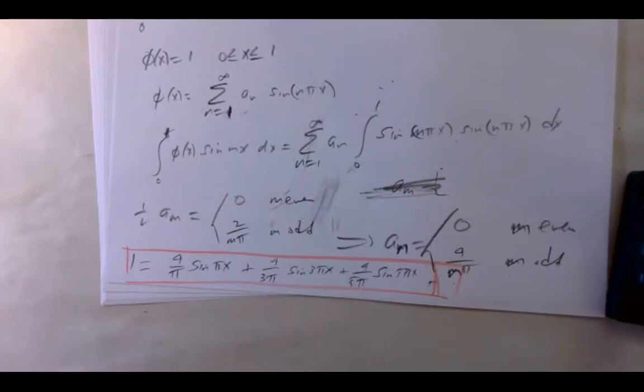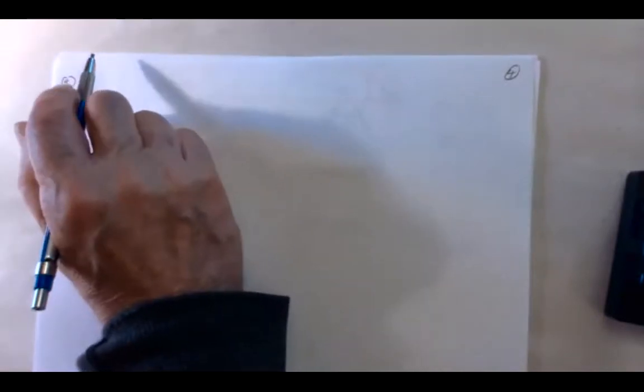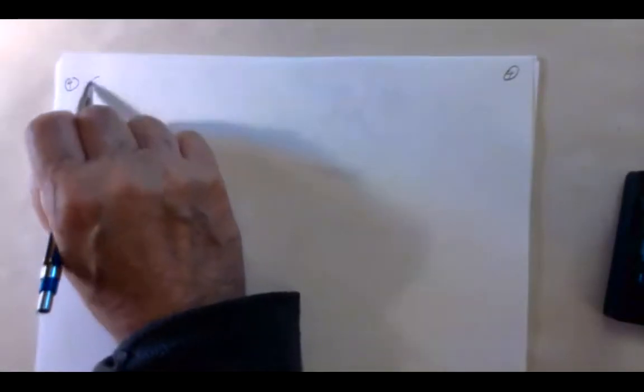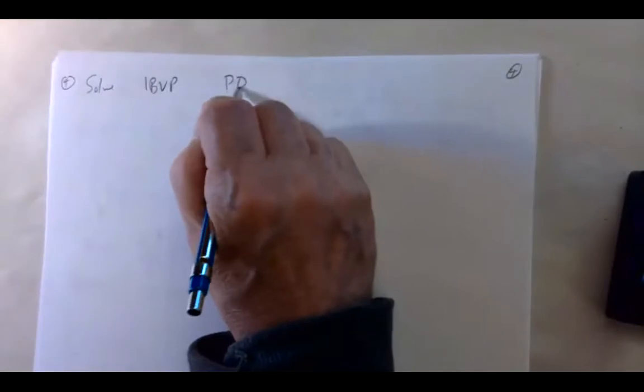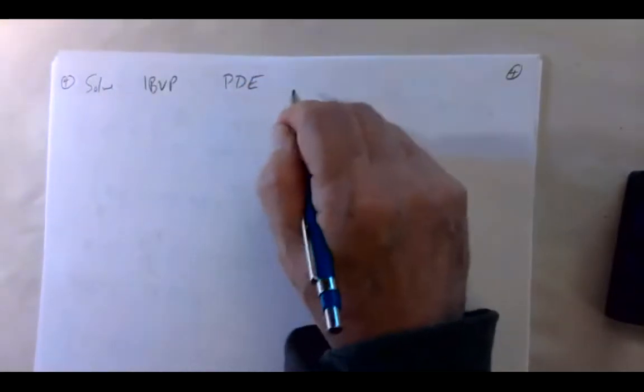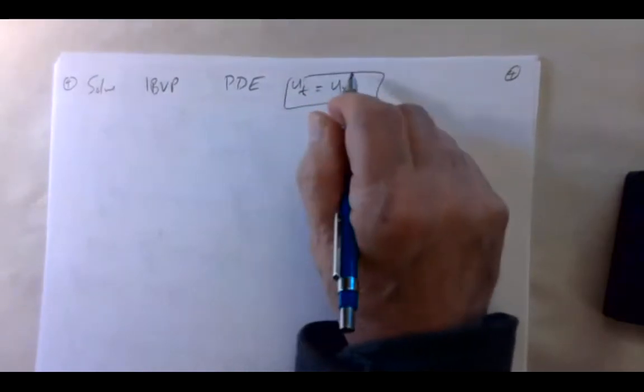That's problem number 3. What about problem number 4? Problem number 4 is to solve the initial boundary value problem, where the PDE is the diffusion equation, u sub t equals u sub xx for x between 0 and 1.